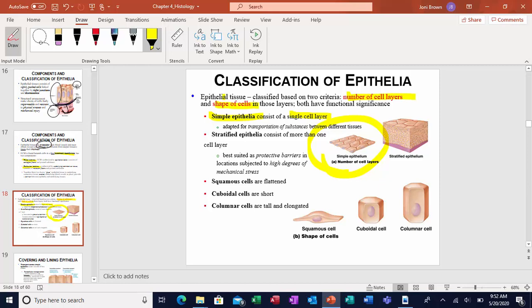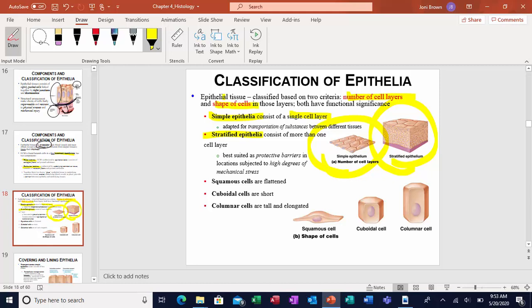Stratified epithelium is going to be more than one layer. So this is stratified, and it's a protective barrier in any area that takes a lot of mechanical stress, like abrasion and rubbing. You're going to have this protective stratified epithelium. So that's classifying it by the number of cell layers.